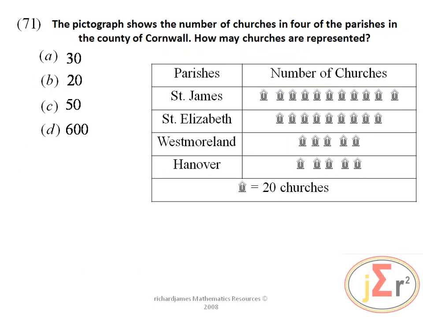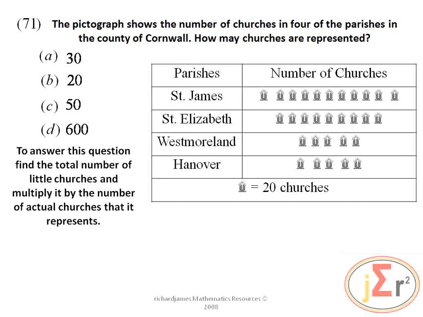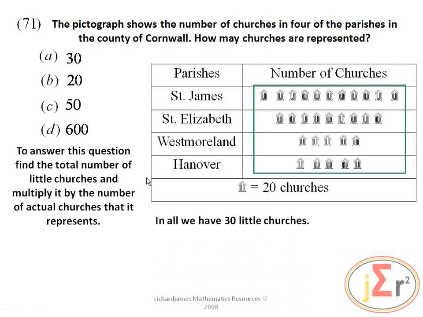And number 71 is based on our same pictograph. To answer this question, find the total number of little churches and multiply it by the number of actual churches that it represents. And of course, what is this problem saying? How many churches are represented? That is overall. So we need to count all of those, and then we'll be able to tell. So in all, we have 30 little churches, and each one is representing 20 churches. So 30 multiplied by 20, 600 churches. The correct answer is D.